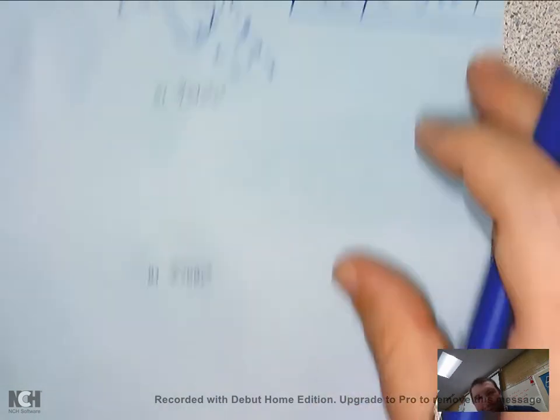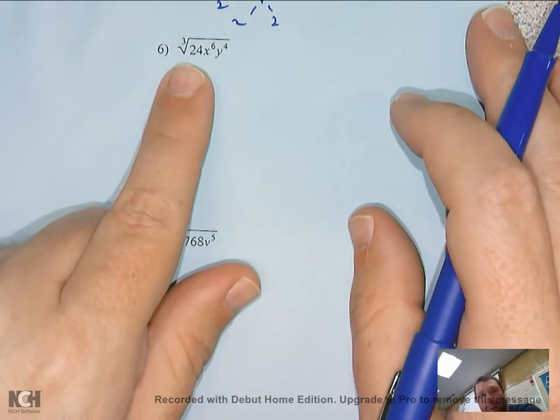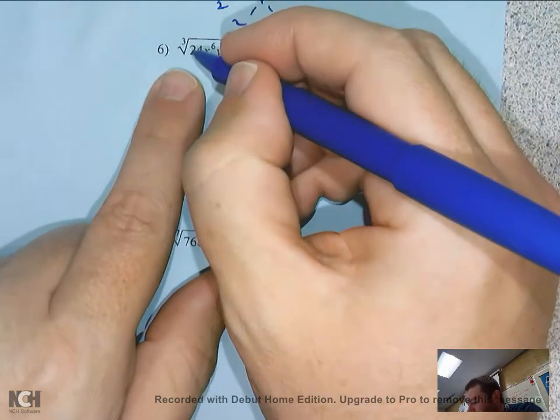So let's try it again. Let's look at another one. So let's do this third root one. This time I'm looking for groups of 3, right? Because it's a third root. So let's start with the numbers.